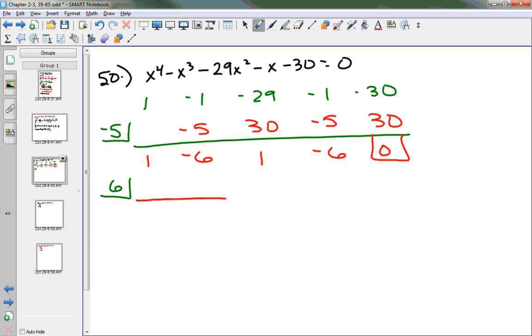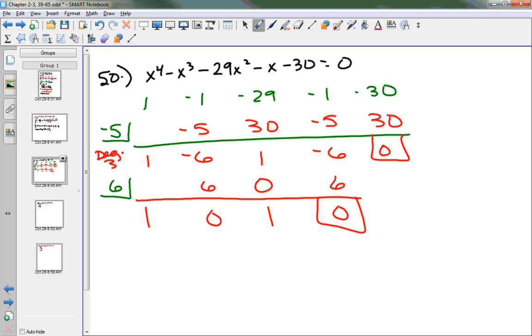Now I need to do it again. What degree is this going to be? Degree 3. So now off of what I just did synthetic division, I'm going to do synthetic division again. Drop down the 1. 1 times 6 is 6. This gives me a 0. 6 times 0 is 0. That gives me a 1. Times 6, this gives me a 0. So did I prove that both of those are factors? Yes. Now what degree is this? That's degree 2, correct? Yes?